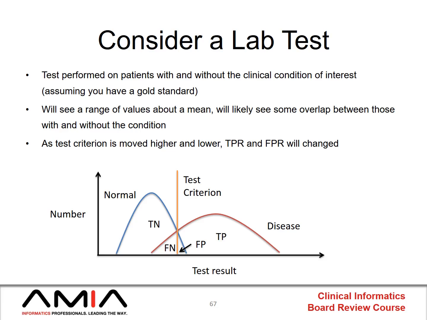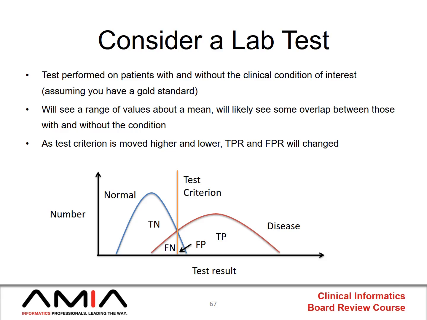Conversely, if I move my test criterion to the right, I can make it more rigorous and I can try to eliminate my false positives, but I'll do so by increasing my false negatives. I'll reduce my sensitivity by trying to optimize my specificity. And that's why there's this trade-off, because for many things like lab tests, there's not a clear demarcation between normal and abnormal. There's often a gray zone. There is this direct trade-off between the two.